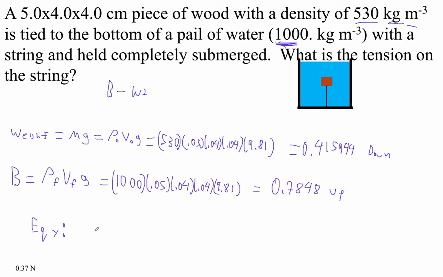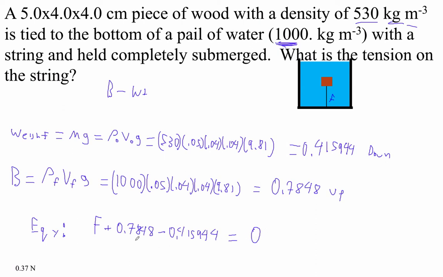Well, let's set up an equilibrium expression in the y direction, right? So now we've got some unknown force. That's the tension in that thing, right? Plus 0.7848 minus 0.415944 equals 0, right? So in the y direction, they all have to add up to 0. So some unknown force plus the buoyant force minus the weight is 0, right?